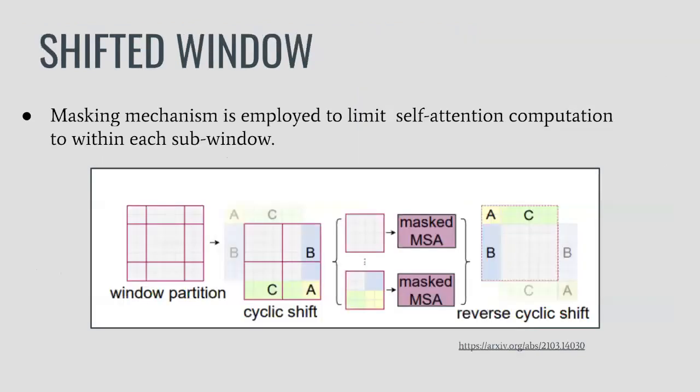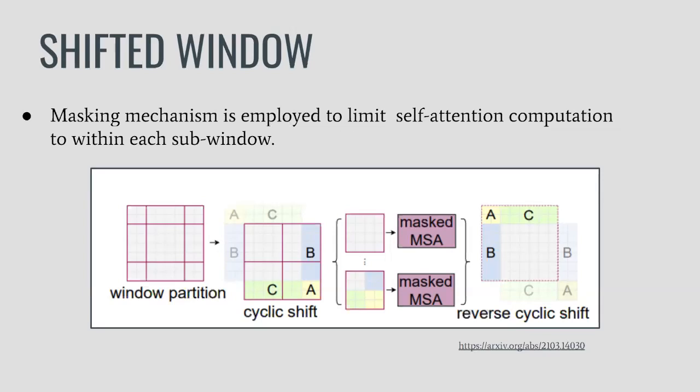But if you notice, after the shift, a batched window may consist of several sub-windows that are not adjacent to each other in the feature map. And to resolve this problem, a masking mechanism is employed to limit self-attention computation to within each sub-window. With this cyclic shift, the number of batched windows remains the same as that of the window partitioning.